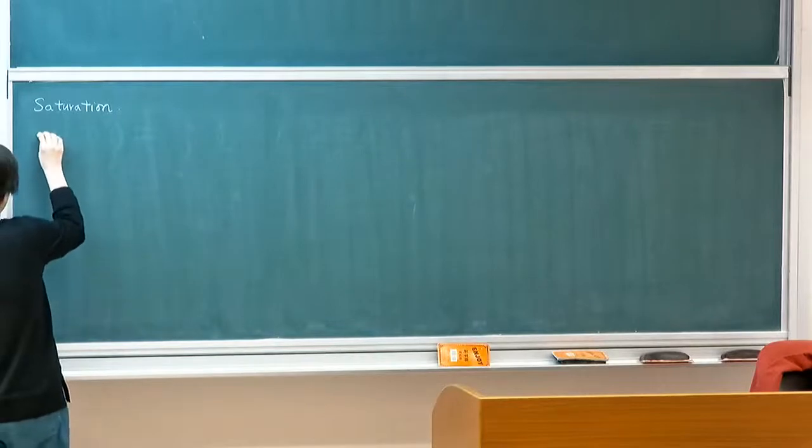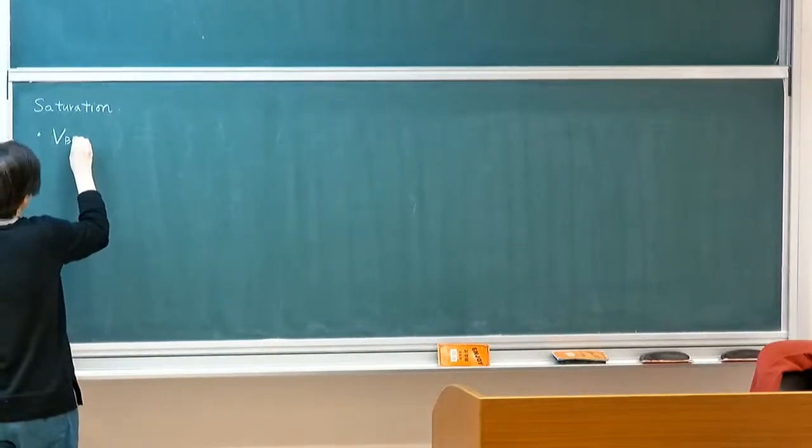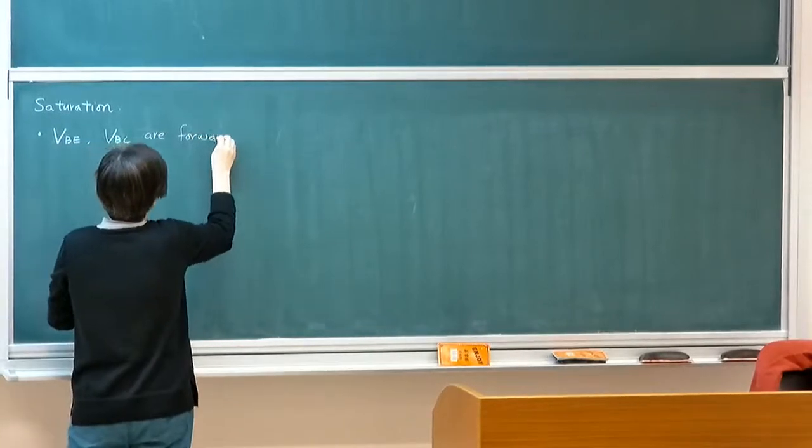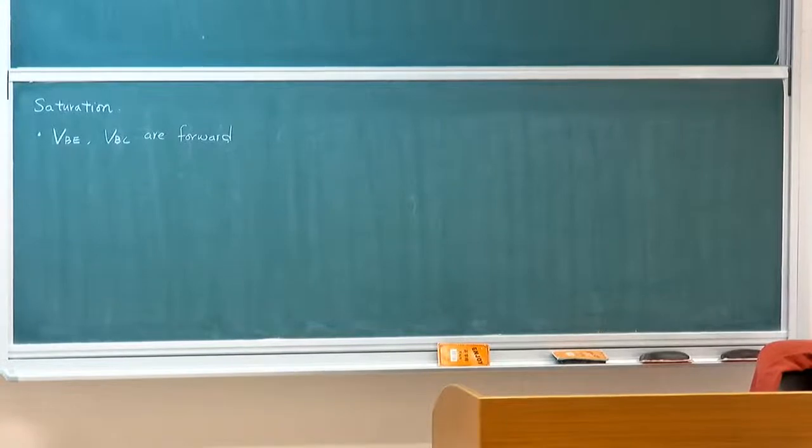So what defines saturation is that VBE and both junctions are forward. So based on these curves, it will happen here, right? This region is actually called the saturation region. In your output characteristic, where we identify the saturation is when VBC is also larger than 0, right? Because this is VCE, so if your VCE is smaller than this boundary, then this would forward bias the PN junction. So you forward bias both junctions.